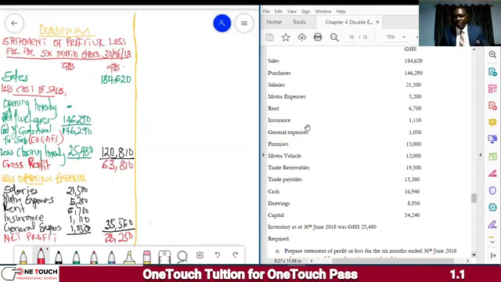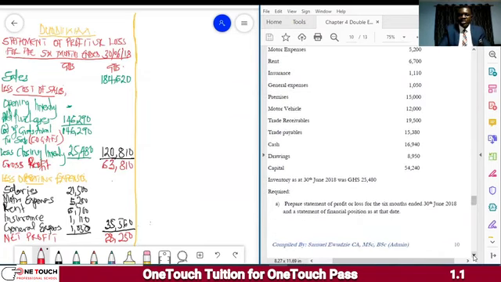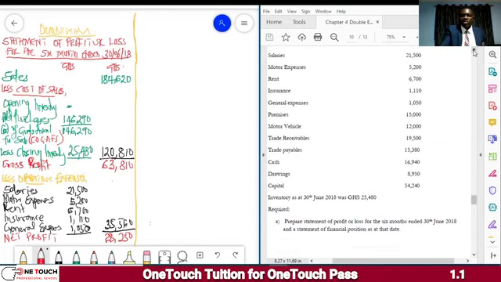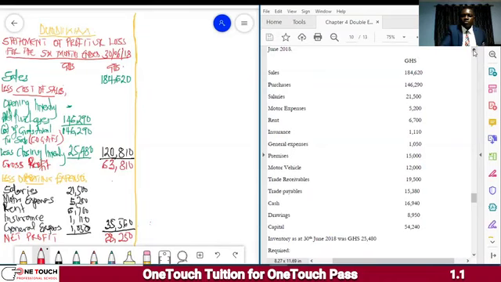Good. The next thing for us to do was for us to prepare what? The statement of financial position. And we know that the statement of financial position contains the list of the assets and the liabilities and equity of what? The entity. Good. So let's quickly look at how to prepare the statement of financial position as well. Good. So we have all the transactions here.